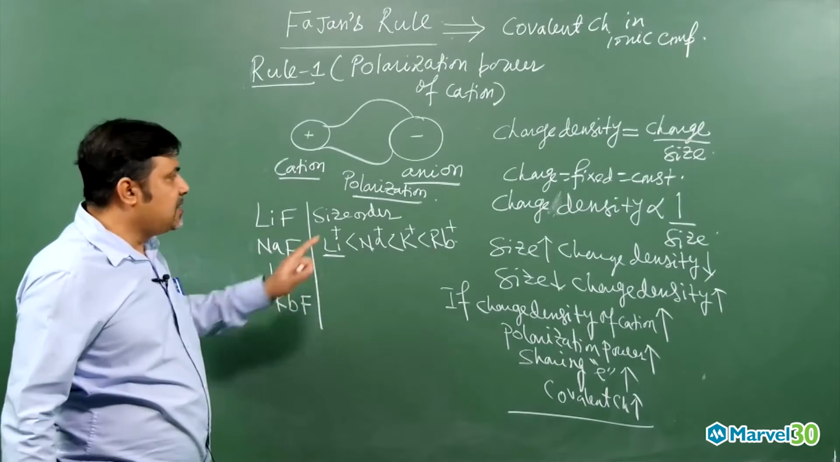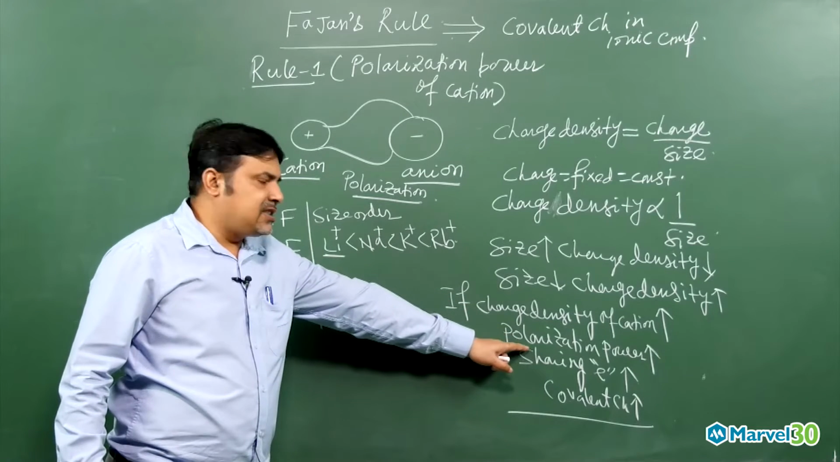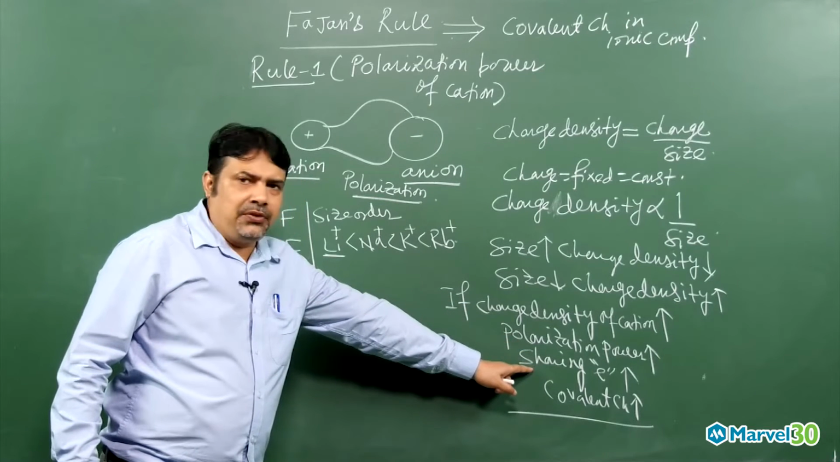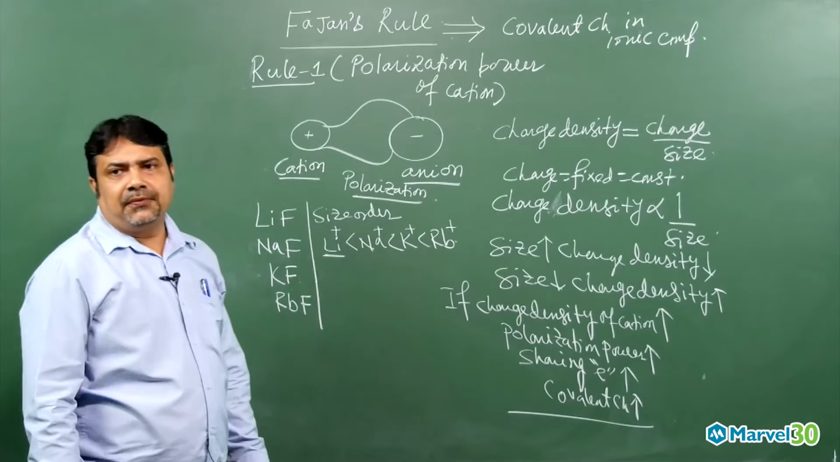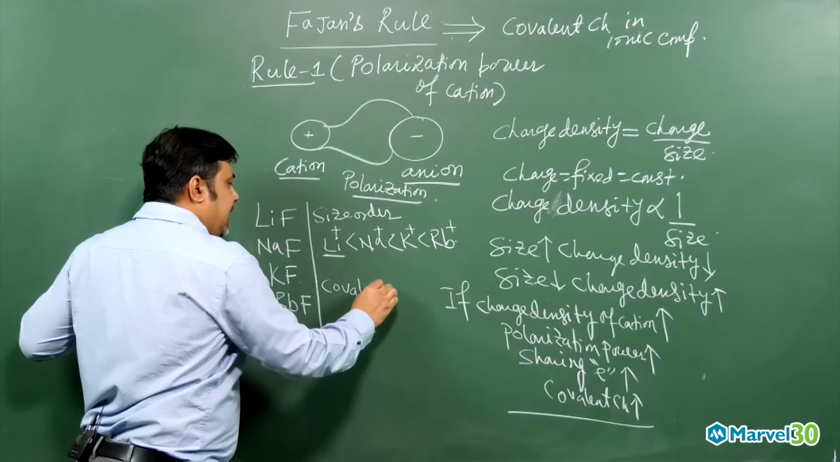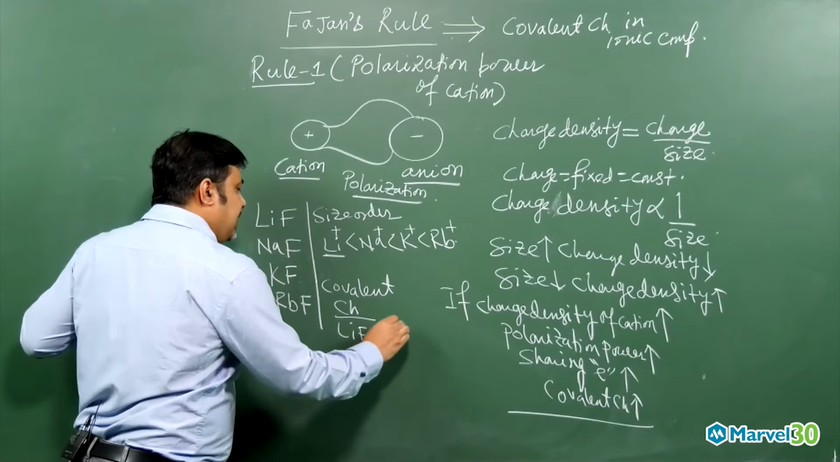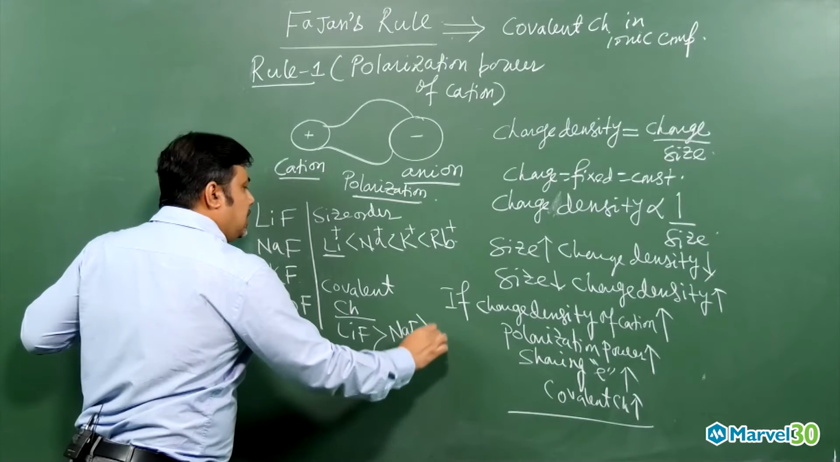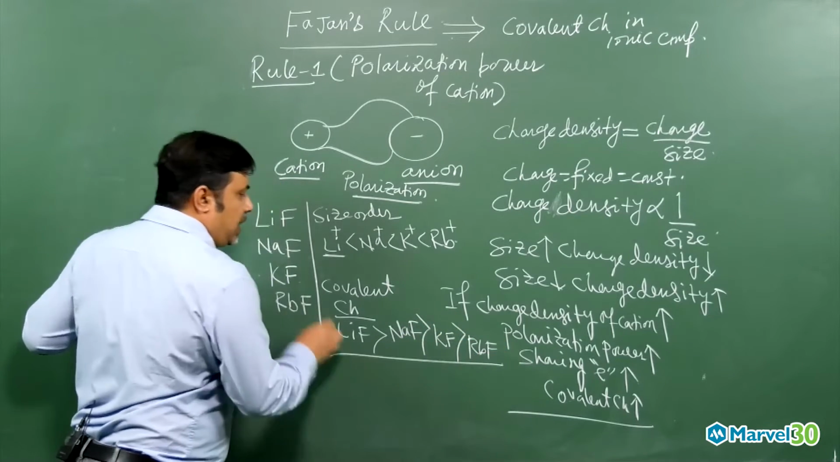As the lithium ion has the least size, charge density will be maximum, polarization power will be maximum, sharing of electron in lithium fluoride will be maximum, and then covalent character of lithium fluoride will be maximum. Then the covalent character order will be what, my dear? Lithium fluoride is greater than sodium fluoride is greater than potassium fluoride is greater than rubidium fluoride. This will be the covalent character order.